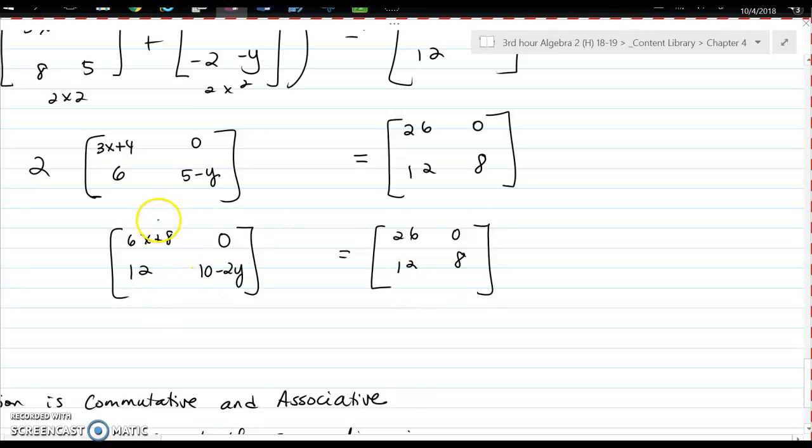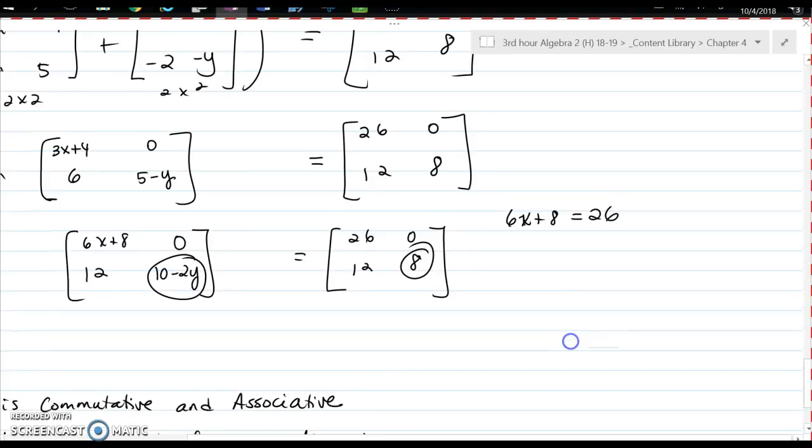So what we know is this entry corresponds to this one, and since the two matrices are equal, those entries are equal. So I'm going to go over to the side, and I'm going to say 6x plus 8 has to be equal to 26. And I'm going to do the same thing with the y. I know that the 10 minus 2y has to be equal to its corresponding entry, which is 8. So I'm going to go over to the side, and I'm going to write a little equation. 10 minus 2y is equal to 8.